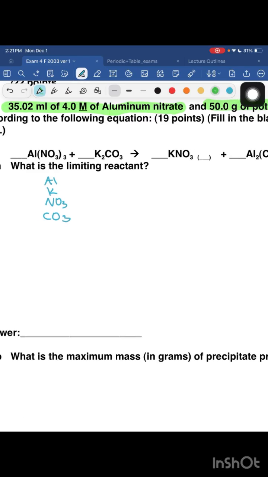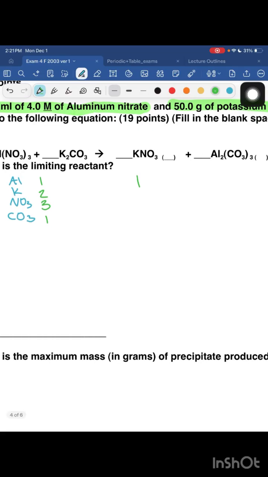On this side, I've got 1, 2, 3, and 1. On this side, I've got aluminum. I need to rewrite them. Aluminum, potassium, nitrate, and carbonate. On this side, I've got 1 potassium, 1 nitrate, 3 carbonates, 2 aluminums.